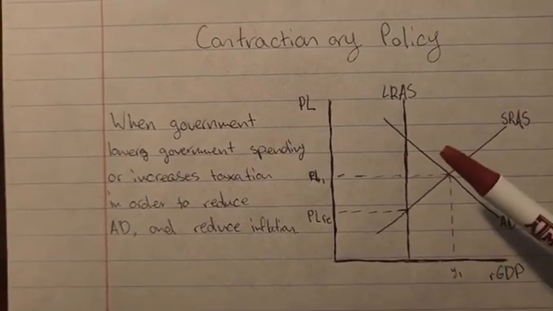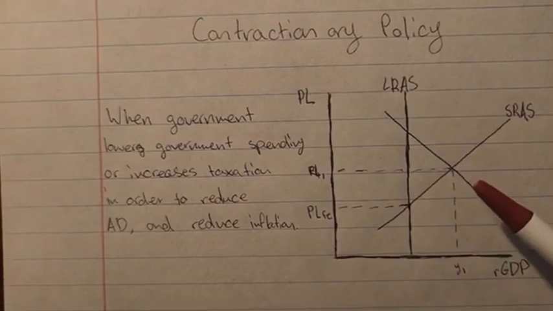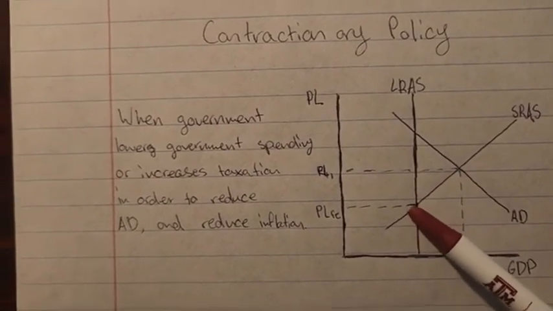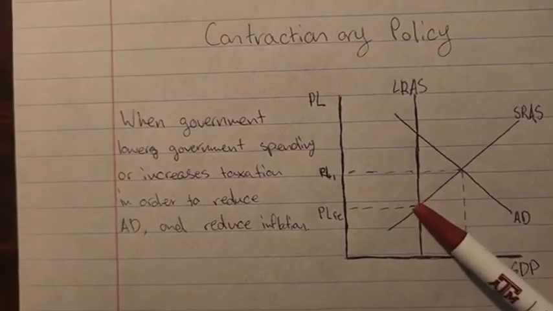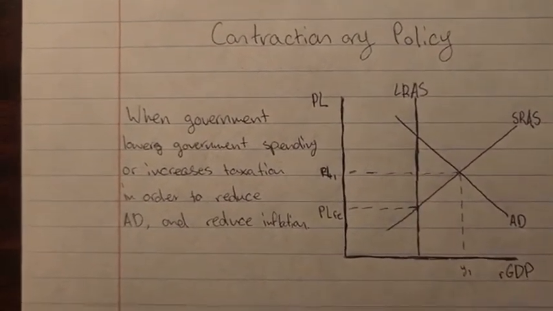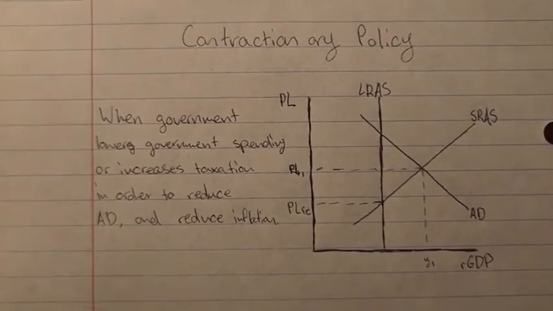So with contractionary policy, say we raise taxation, the idea is to shift this aggregate demand curve in so that we get back to our equilibrium unemployment rate and inflation right here. So our price level just needs to come down a slight bit. And that is an example of contractionary policy.